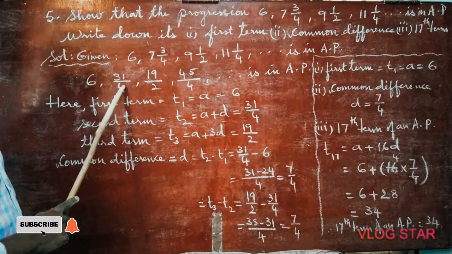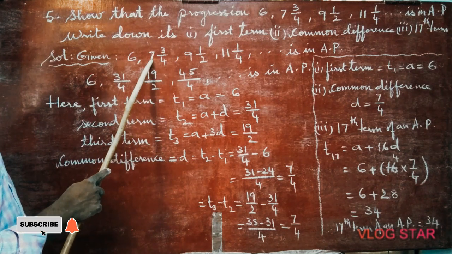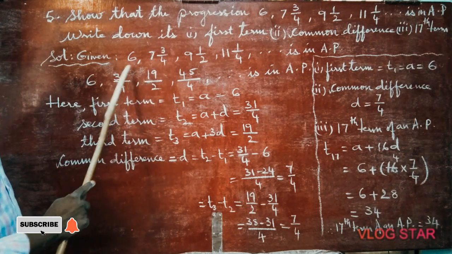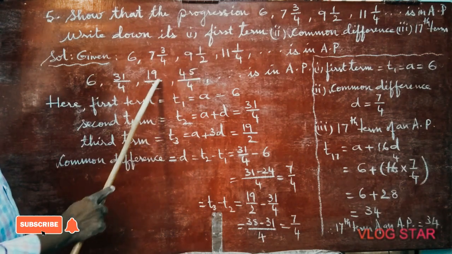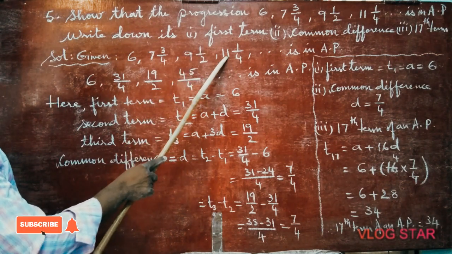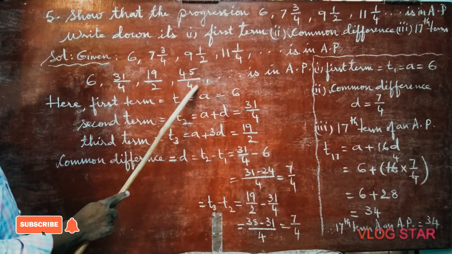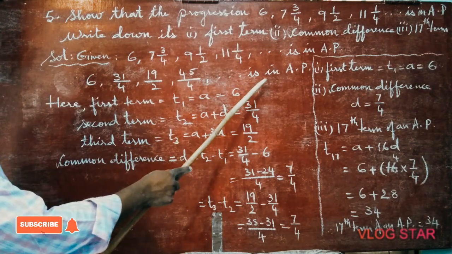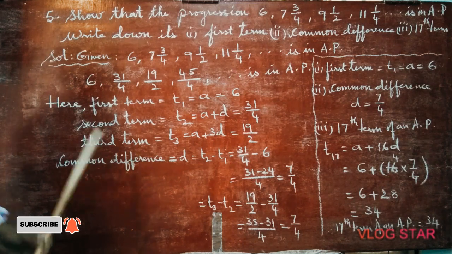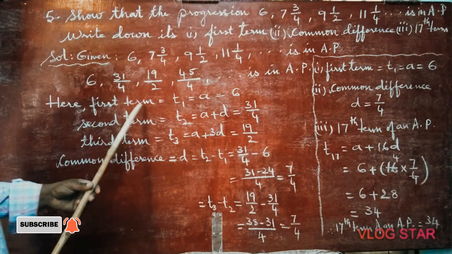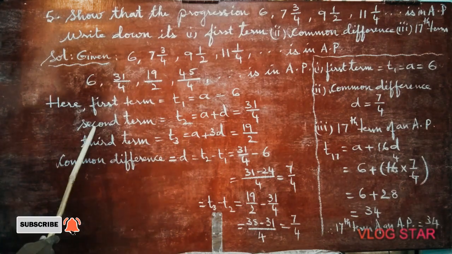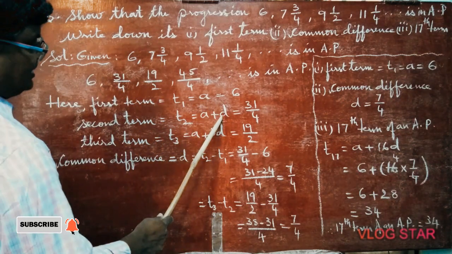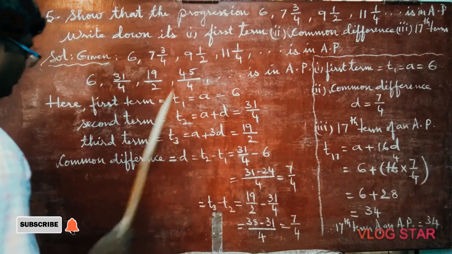6, 31 by 4. 4 7s are 28, 28 plus 3, 31 by 4. 2 9s are 18, 18 plus 1, 19 by 2. 4 11s are 44, 44 plus 1, 45 by 4. And so on. Is it in AP? Here the first term T1 is equal to A is equal to 6. Second term T2 is equal to A plus D. That is how much? 31 by 4.